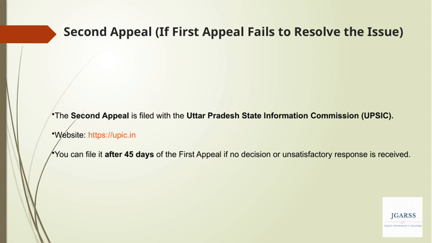It's important to note that you can file this second appeal only after 45 days have passed from your first appeal, and only if you haven't received a decision or if the response you got was unsatisfactory. Essentially, this is your formal step to escalate the matter when the initial process hasn't resolved your issue. So remember, the second appeal is a crucial part of the appeal process, giving you a clear pathway to seek resolution through the State Information Commission if other avenues haven't worked out.